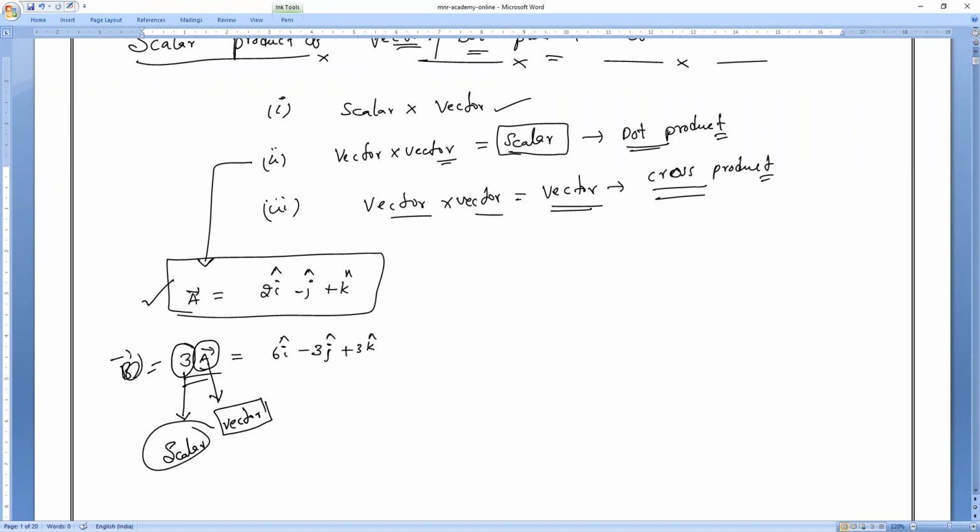Or else you can consider some other two vectors. So let me take now the dot product, or scalar product you can say. Vector A is given as 2i cap minus j cap plus k cap, and vector B is given as 3i cap plus 4j cap plus 2k cap. Is it okay, guys? Totally how many vectors have I given? Two vectors.